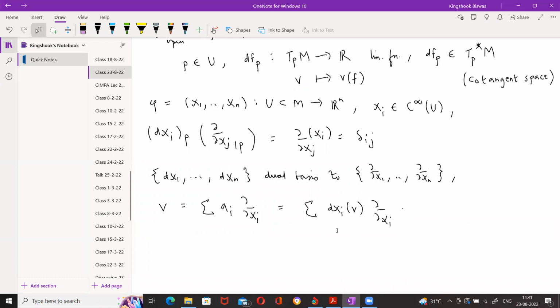Therefore, what is dfP if f is a function? Take a vector V in TPM. What is dfP of V? This is going to be V of f. So this is going to be the sum of dxi of V times del f/del xi at P.